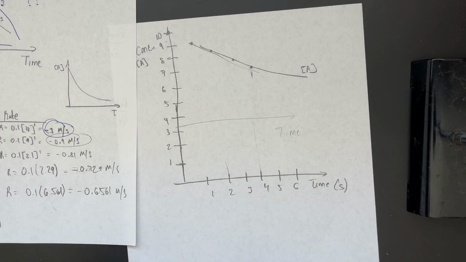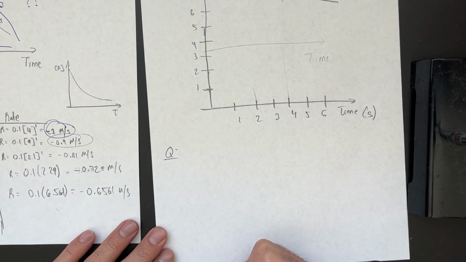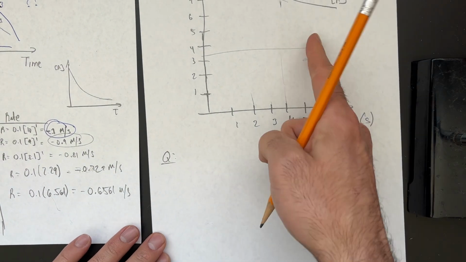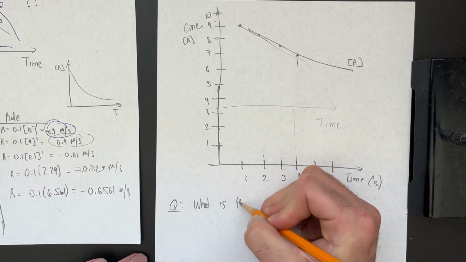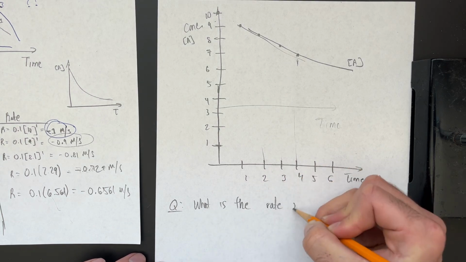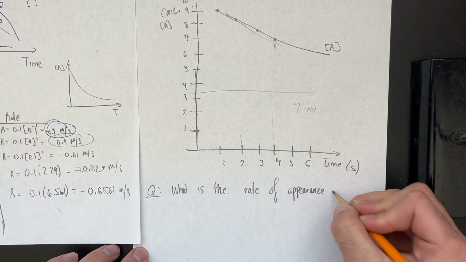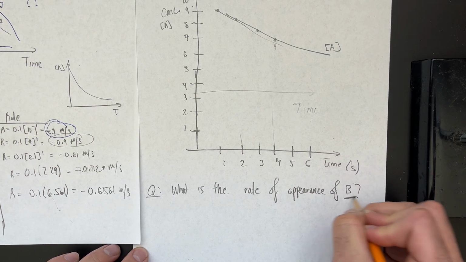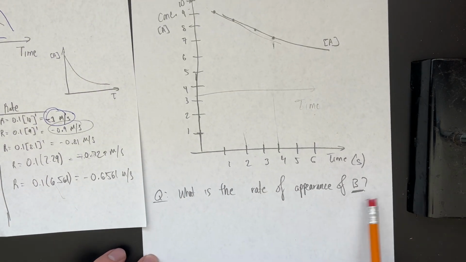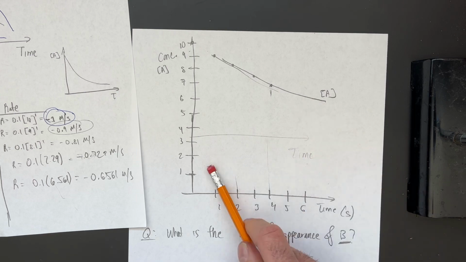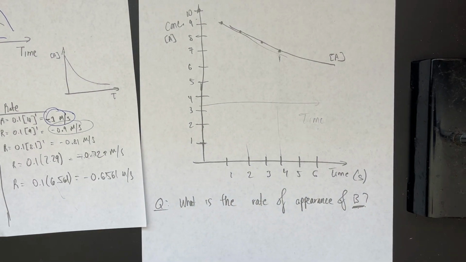Now, here's a related question for you. Let's say this is the rate of disappearance of A. What is the rate of appearance of B? Oh, I'm sorry, I totally messed that up. So this was A. What is the rate of appearance of B? As this goes away, what's happening to B? Well, think about stoichiometry.